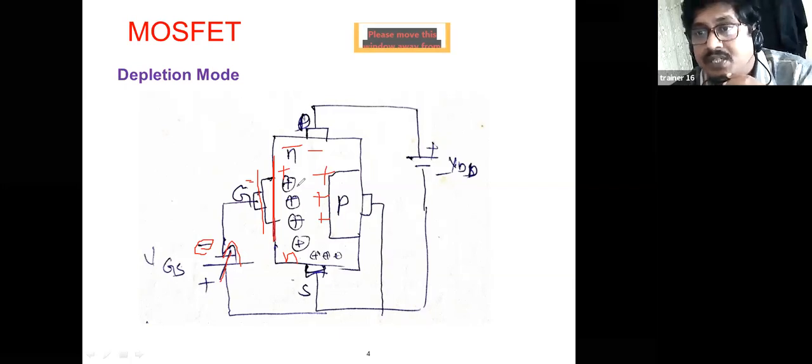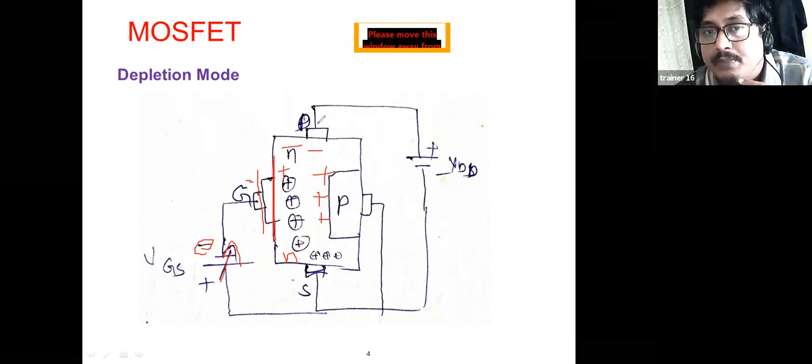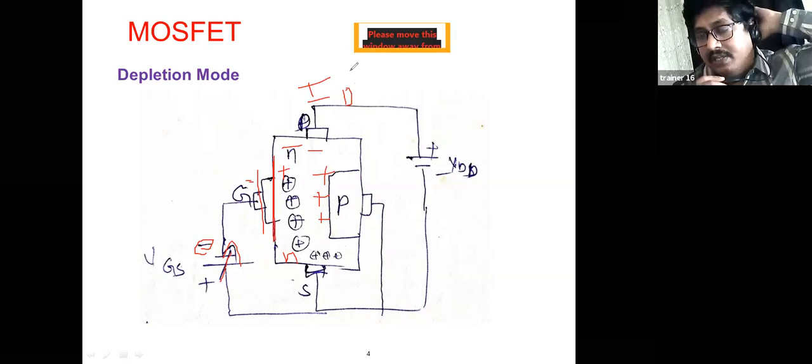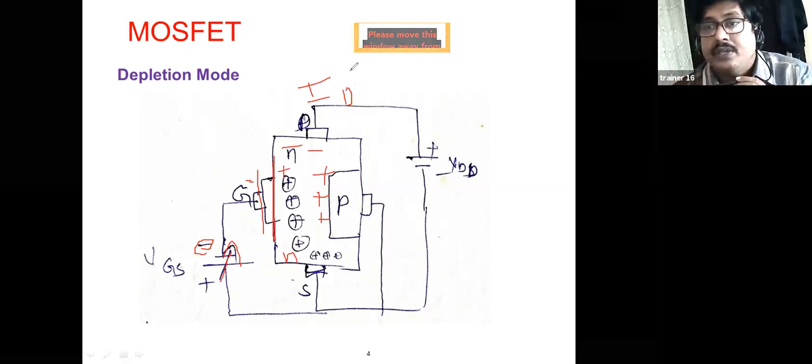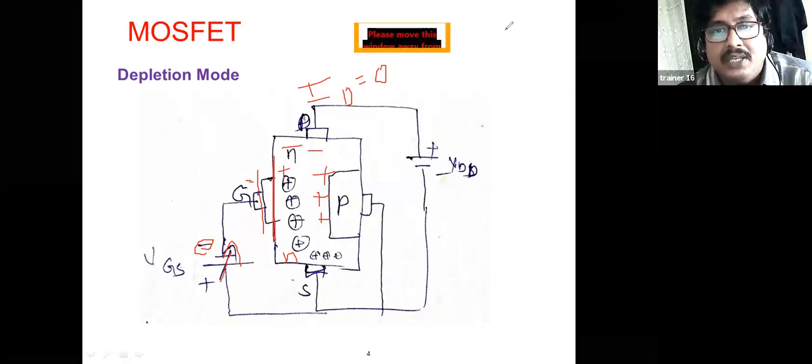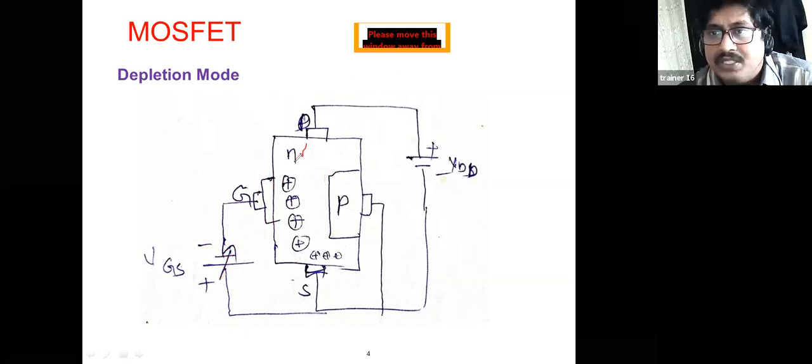Once the positive charge increases in the plate, thereby the drain current ID decreases. Do you get my point? Here the drain current decreases. See, at a particular point this drain current becomes zero. Zero means the positive charge is more, and it depleted the electrons. Here, if you see, this is n-type, negative charge is there.